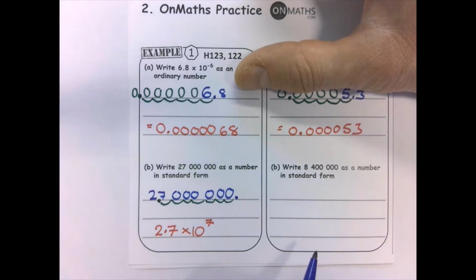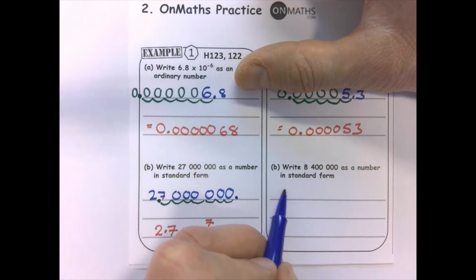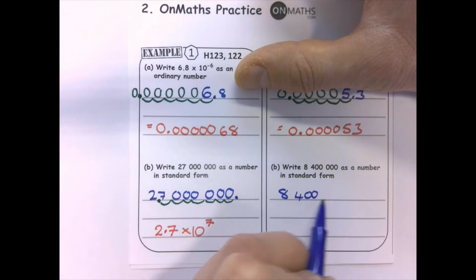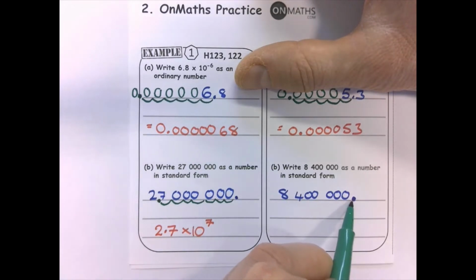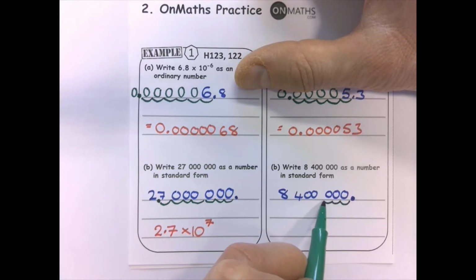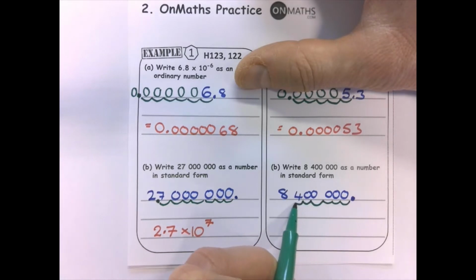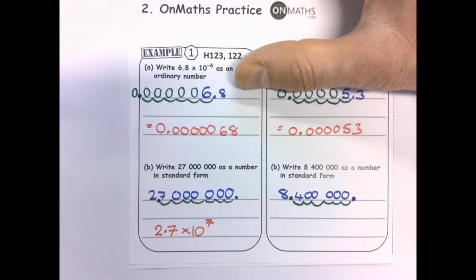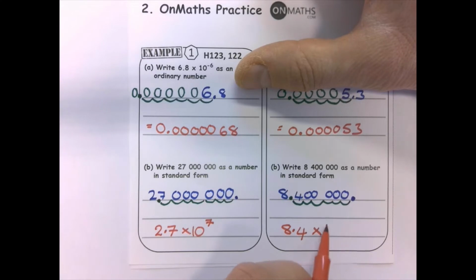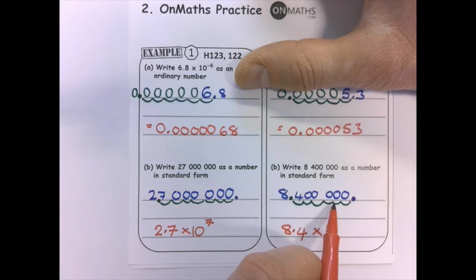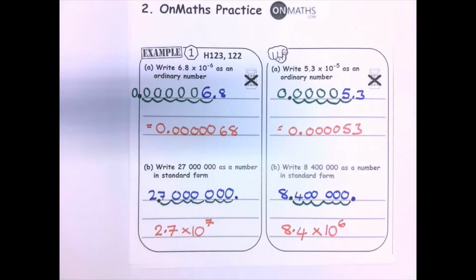Next one. Right, 8,400,000 into standard form. Okay, so let's just write the number down. So my decimal point starts off here, right? So let's just move that 1, 2, 3, 4, 5, 6. It's going to have to end up there. So the number we're going to need is going to be 8.4 times 10 to the 1, 2, 3, 4, 5, 6. Right, and we're done.